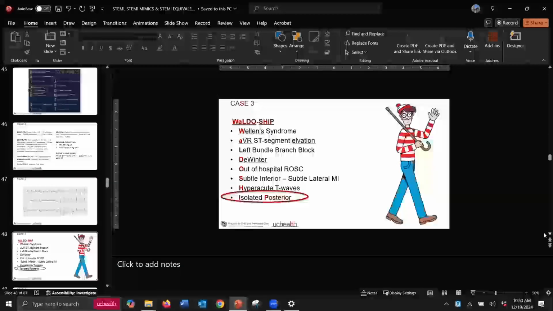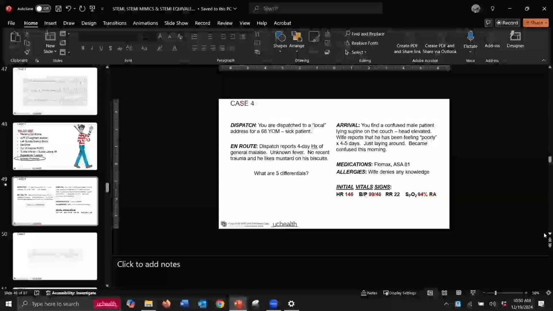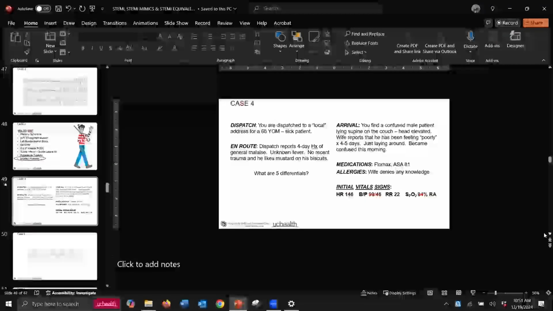Yeah, there's Waldo. Case 4. You're dispatched to a local address for a sick patient; local address may mean 22 miles to us, right? En route, dispatch reports a 4-day history of general malaise, unknown fever, no recent trauma, and he likes mustard on his biscuits. Good dispatchers. They're getting a good history. What 5 differentials? Yeah, what are your 5 differentials?